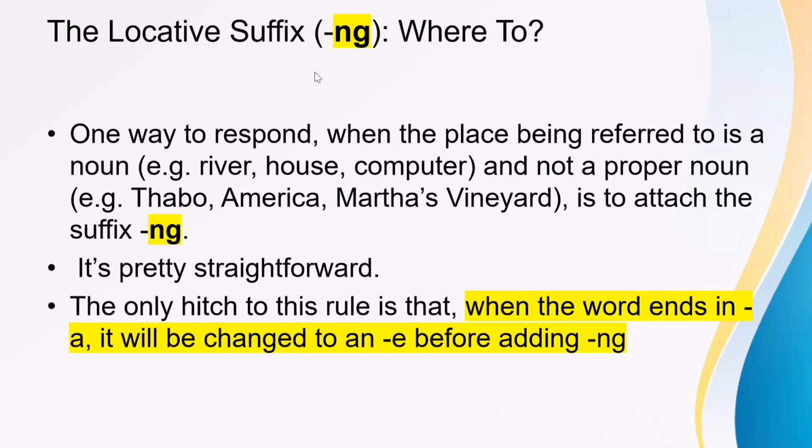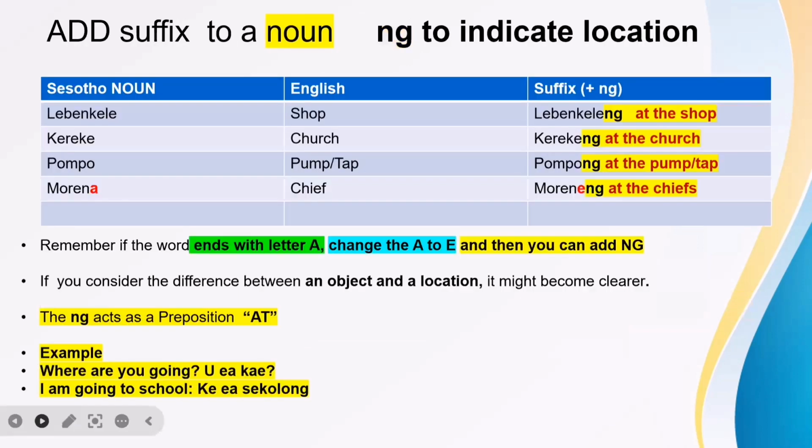And the only difference is that the rule to that is when the word ends in an A, it will be changed to an E. So if the word ends with the letter A, you change the A and you make it an E, and then you add the ng. So these are just some of the examples to make it easier to understand what I have just described. So remember, the suffix is the last part added to the original noun. In this case, the suffix that we are adding is ng.